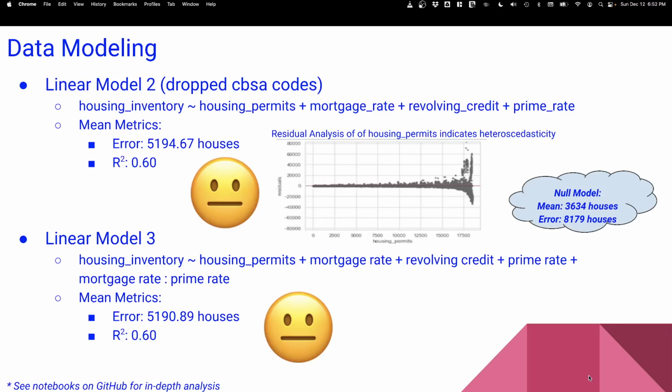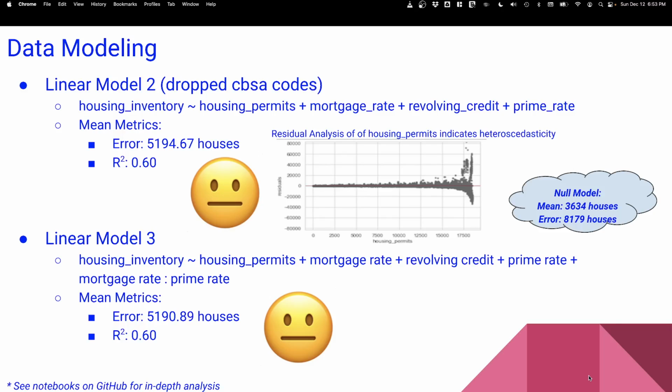So let's see what happens if we modify this a little bit. Let's throw out all the codes and see what happens. And we see our error is 5,194, still better than our null model, so that's good. R squared is only 0.6, so not the greatest. We'd like to see something a lot closer to 1.